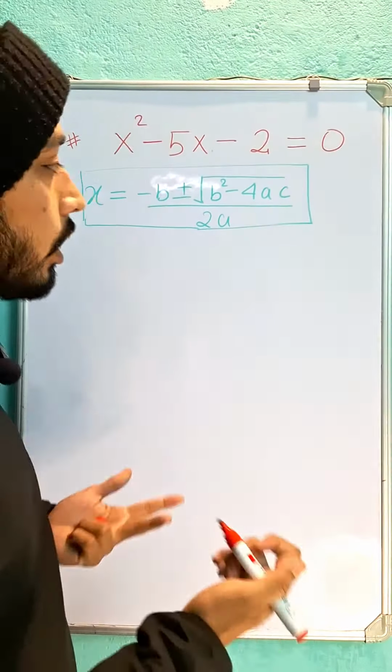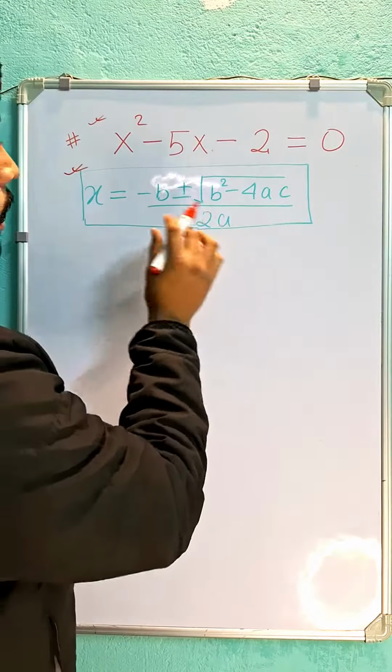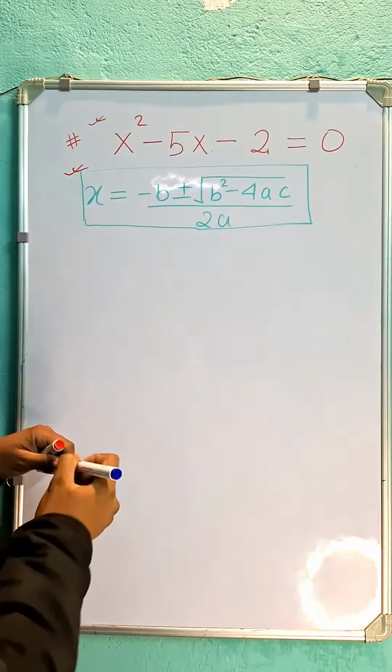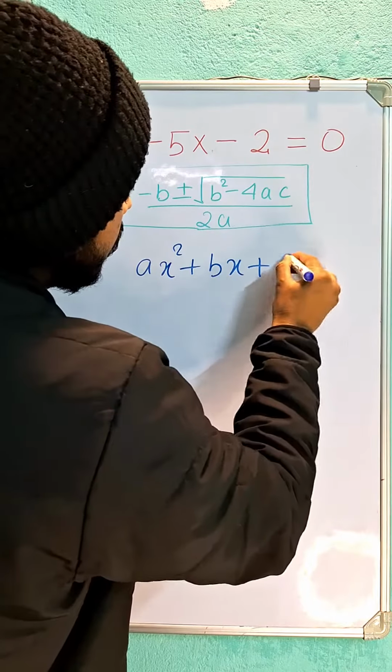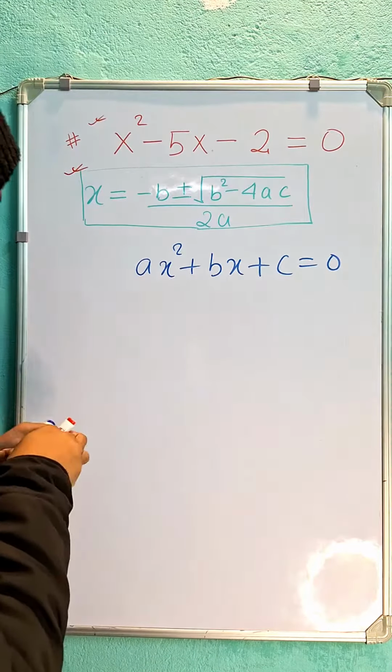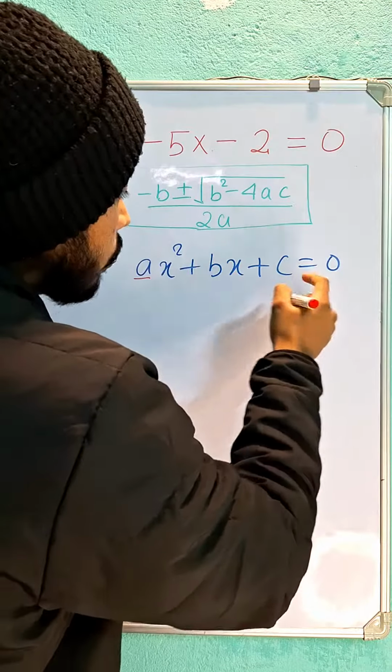Okay, in this video, let us find out how to use the quadratic formula to find the roots of the quadratic equation. So let us understand what a, b, c are. I am writing the general form of the quadratic equation, which is ax² + bx + c = 0. As you can see, the coefficient of x² is called a, the coefficient of x is called b, and the constant term is called c.